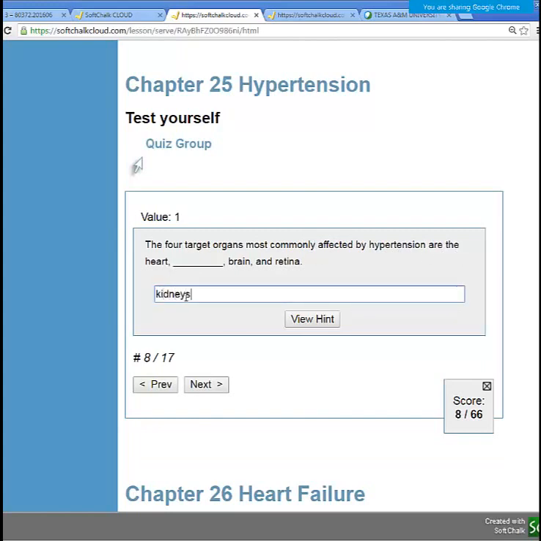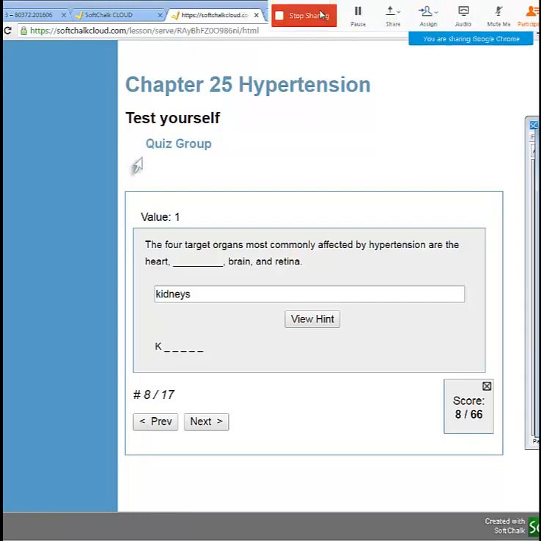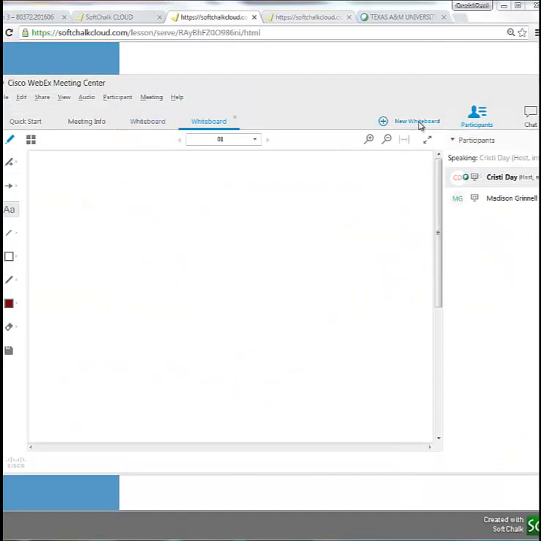kidneys. So when you have high blood pressure, they're at risk for, what happens, I gotta tell you this, it's the last thing I'm gonna tell you, okay? So let me get back to my screen, I stopped sharing, and then I'm gonna go to a new whiteboard. When you have somebody that is, I wish I could make this more narrow, pencil, let's see if that works.